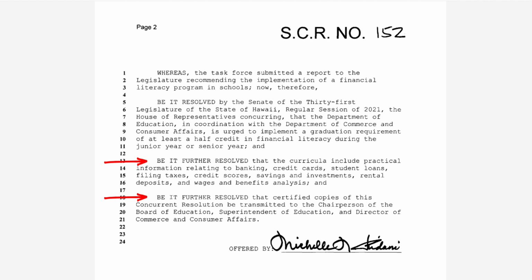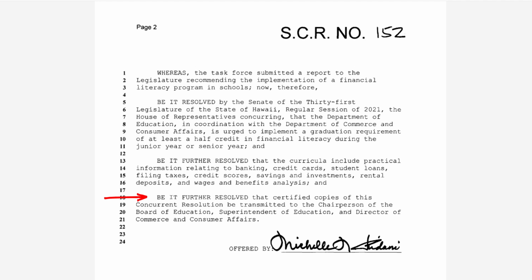In the Be It Further Resolved clauses, it specifically says what the curricula should include and that certified copies of this concurrent resolution are to be transmitted to the chairperson of the Board of Education, Superintendent of Education, and the Director of Commerce and Consumer Affairs, if adopted.